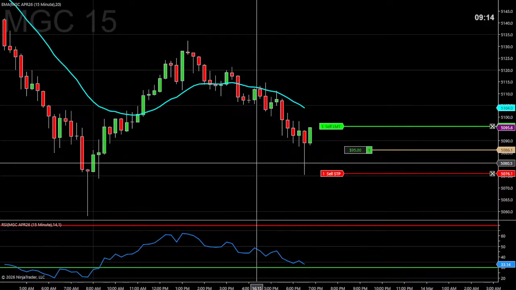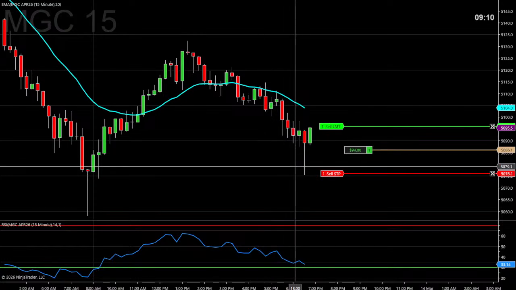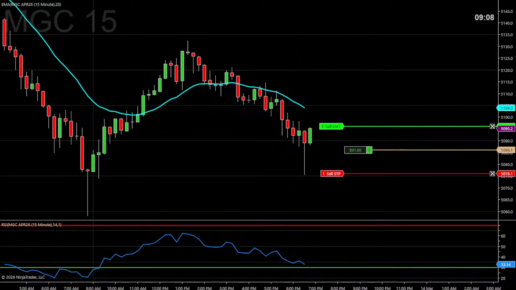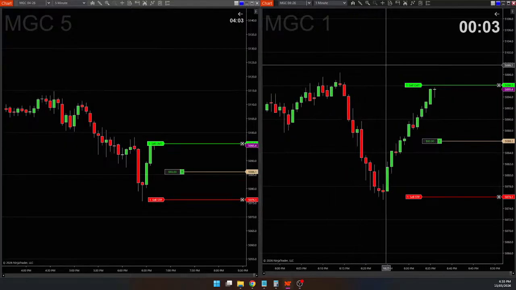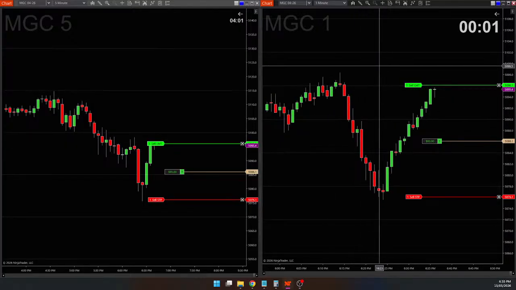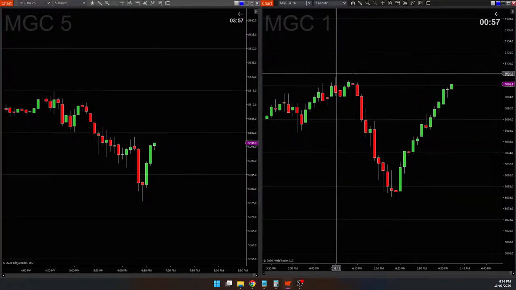MNQ back in the 20s. Gold in its 90s, just about to hit it. Show that lower time frame so you can see that goodness. Look at that. Just teasing. Now we want to see it break this high as well.